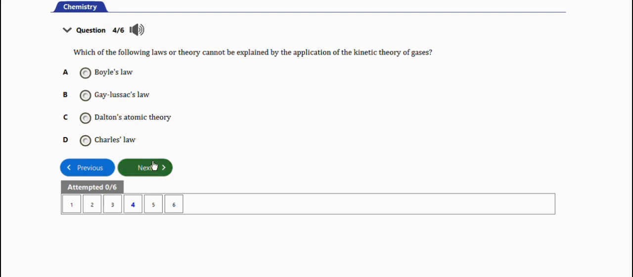Next repeated question will be this one. It says which of the following statements is true of the molecules of a gas under ideal conditions? The molecules move at random, attract each other, undergo inelastic collision, occupy a large volume. So the right option is option A, they move at random.